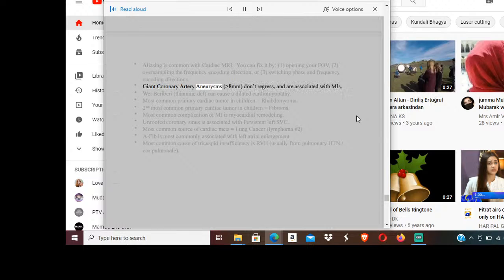Giant coronary artery aneurysms, greater than 8 mm, don't regress and are associated with MI. Wet beriberi, thiamine deficiency, can cause a dilated cardiomyopathy. Most common primary cardiac tumor in children equals rhabdomyoma. Second most common primary cardiac tumor in children equals fibroma.